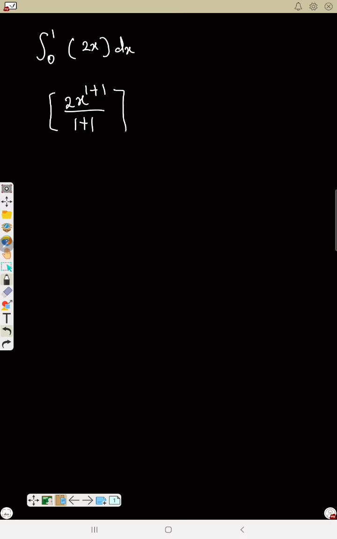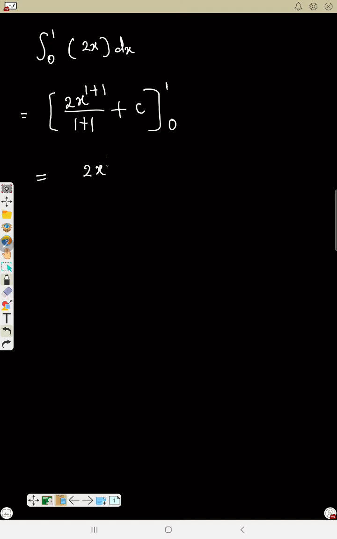So don't bother putting plus c here if you have the definite integral, with the upper and lower limit, because plus c will still cancel out. Normally I will integrate like this, or let me show why the c will cancel out. So this is how we should integrate: 2x raised to power 1 plus 1 over 1 plus 1. Now that limit, 1 and 0, put it outside.